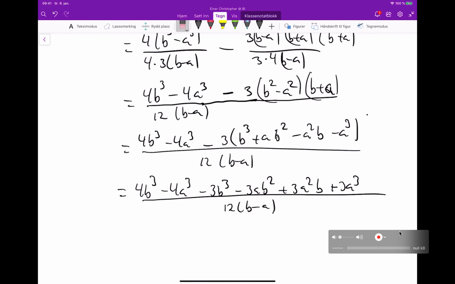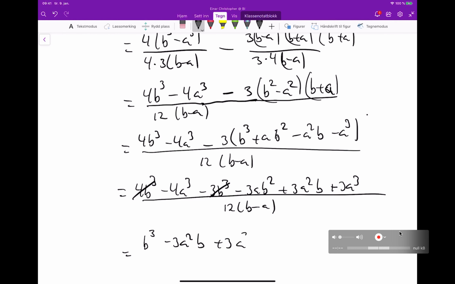And then we can take this, and we get 1. So we have b in third, and we then have minus 3a in the power of 2b plus 3a in the power of 2b, and I can put this with this, and we have minus a in the power of 3 divided on 12b minus a.